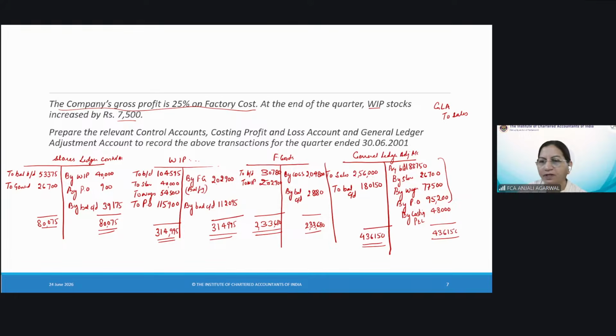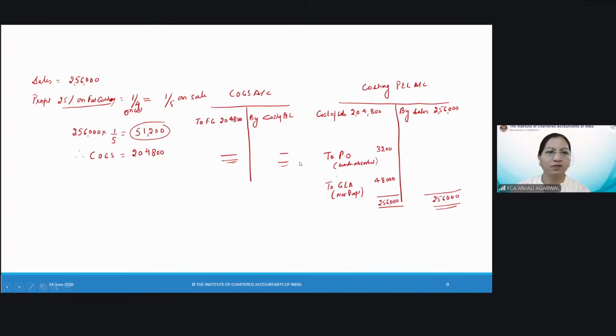The purpose of bringing the costing P&L here is that it is debited with the sales. However, we have to debit all the cost which has been sold. So if 256 is written here and 48,000 written here, that means 2,08,000 rupees worth of cost has been sold. This you can also see from here. Cost of goods sold was 4,800 plus 3,200 of unabsorbed. So it comes out to be 2,08,000 worth of goods sold. Total cost incurred is 2,08,000.